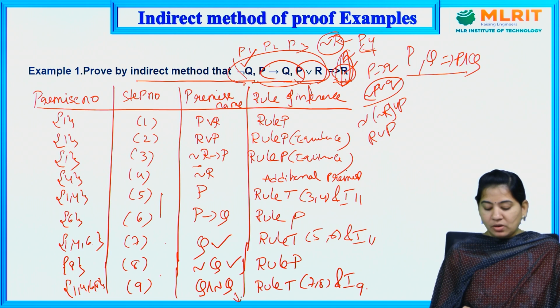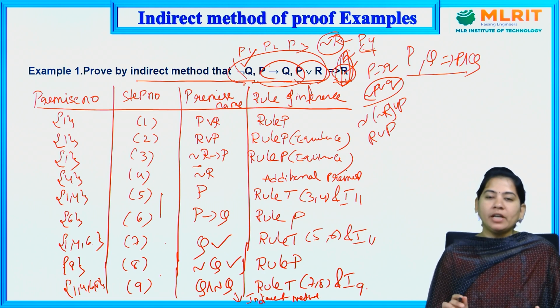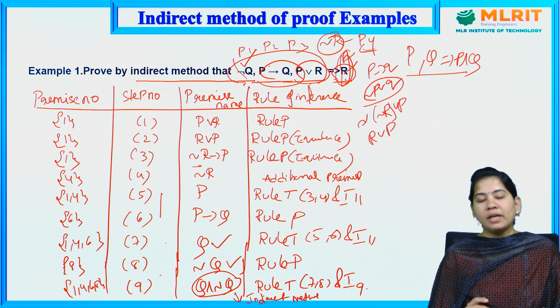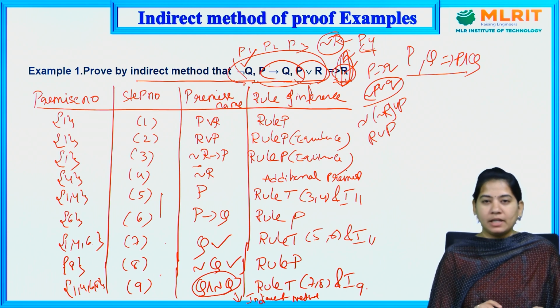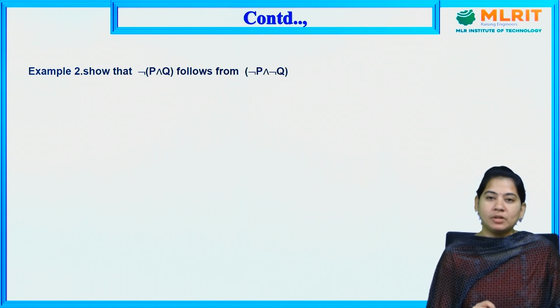So this is called the indirect method. What is our indirect method here? Any variable, you have to get into the form of this contradiction format, Q and negation Q, R and negation R, or anything. So like this we can solve the problem here. Let us go for the next problem.